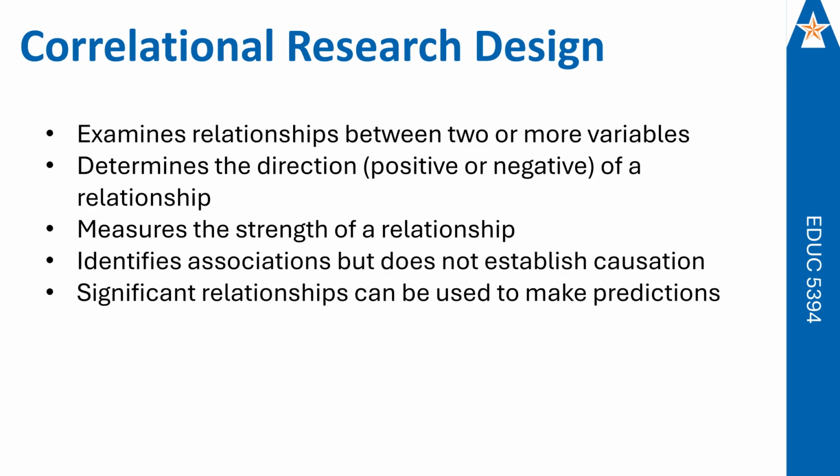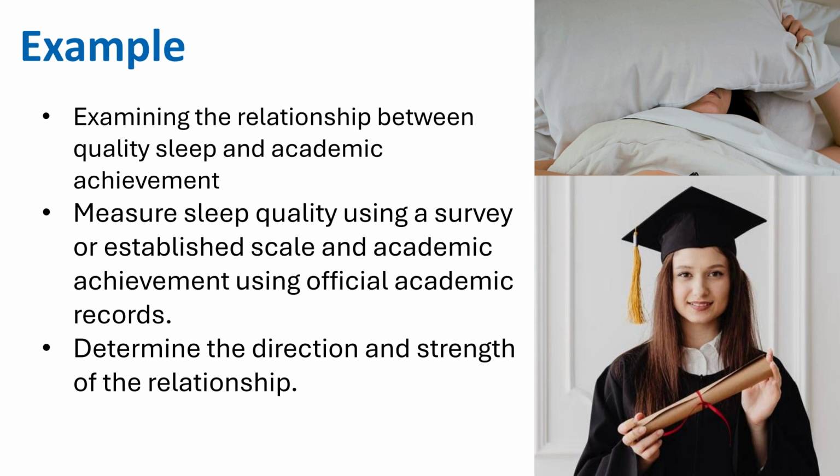Correlational research design examines the relationship between 2 or more variables to see whether they are related, but it does not show cause and effect. It focuses on the direction, positive or negative, and the strength of the relationship, often using statistical tests to measure this connection. While it cannot prove causation, it can help identify patterns and even support predictions when strong relationships are found. This example illustrates a correlational research design.